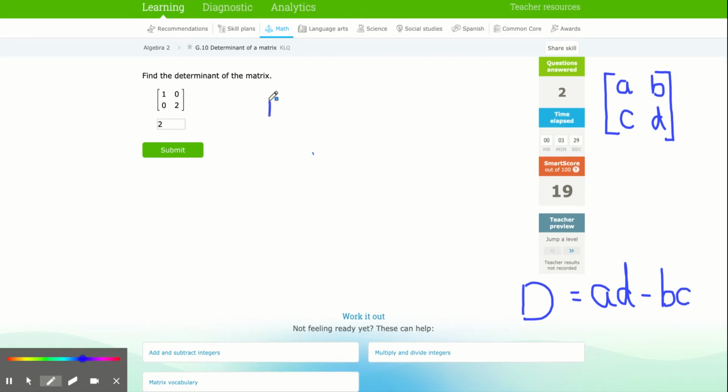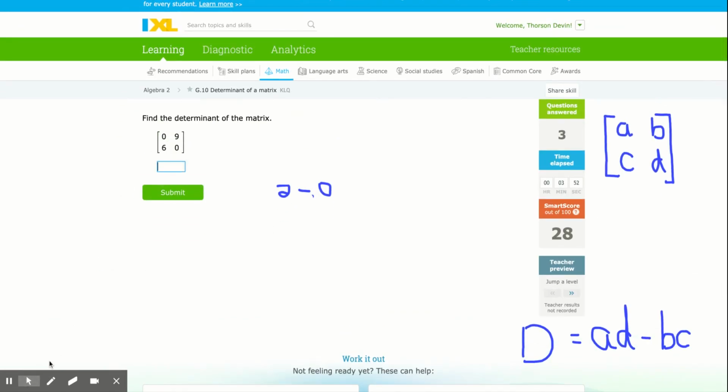Again, I want to make sure you understand what I did. I did 1 times 2, so I don't go too fast. That's this diagonal, the 1 and the 2 multiplied together, minus off, going down diagonally this direction, 0 times 0. Well, 0 times 0 is 0. 2 minus 0 is 2. Just like that. And again, they start out really simple, giving you lots of zeros.